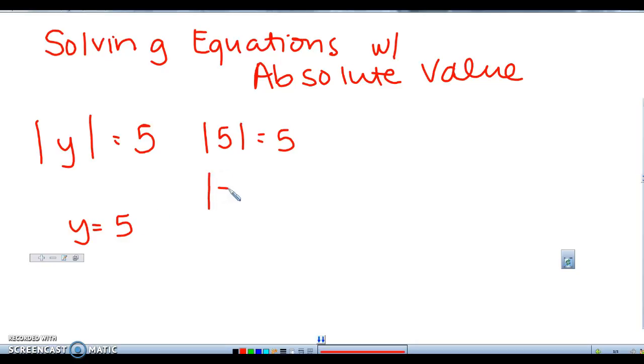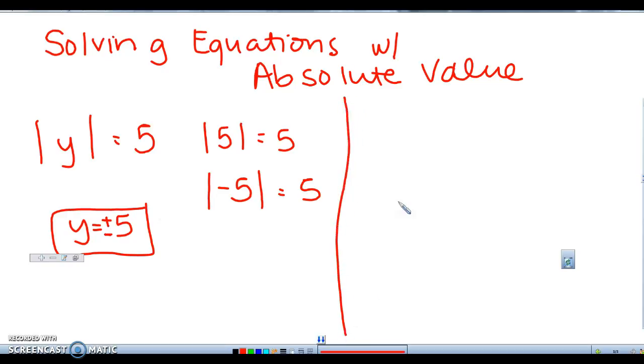But what if I let y equal -5, so I take the absolute value of -5. I'm still getting 5. Both cases give me 5. So the answer to that was a plus or minus 5. I really need to consider both cases of something.